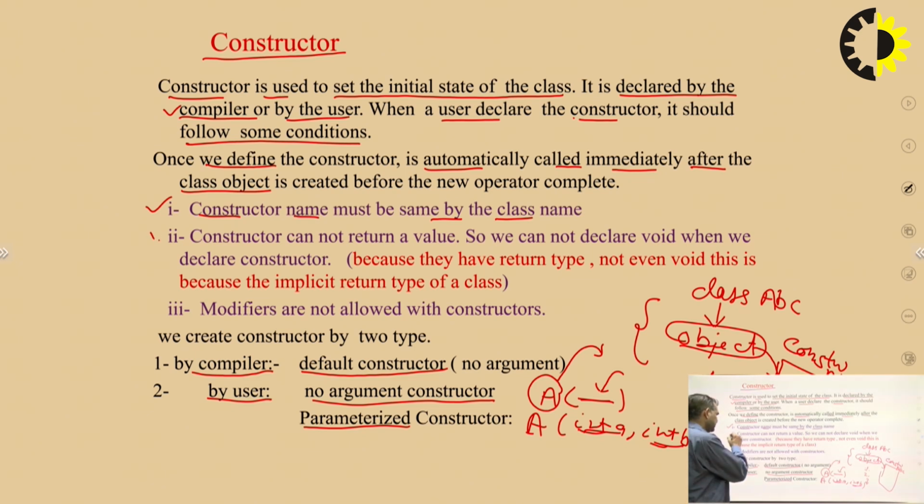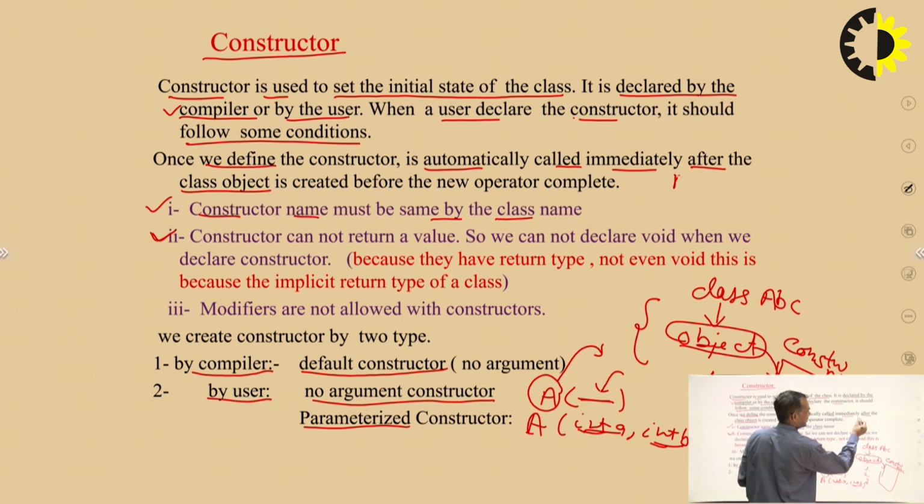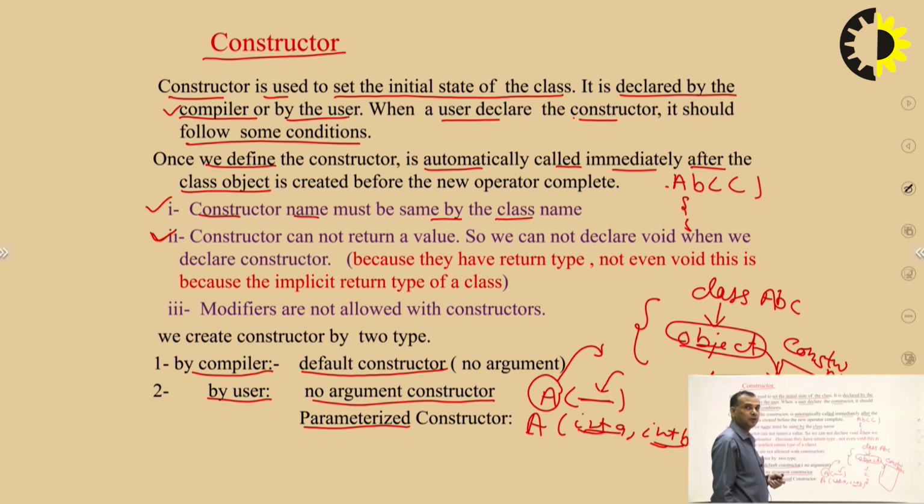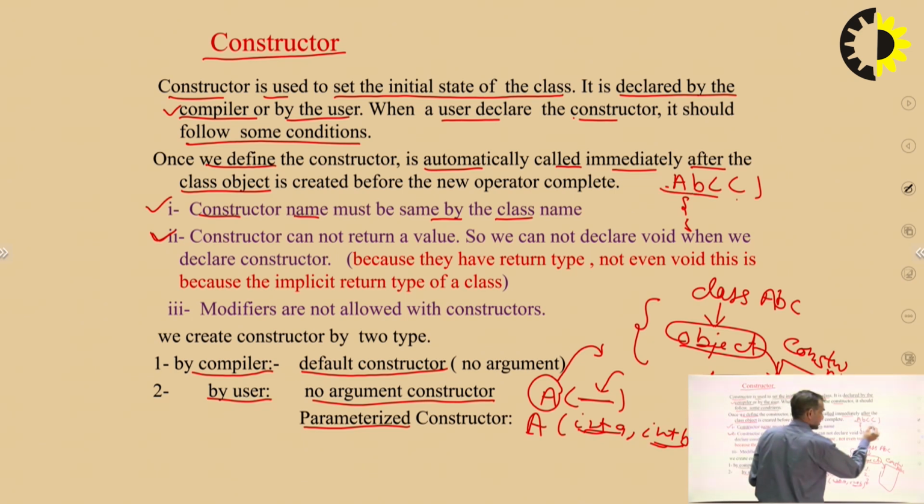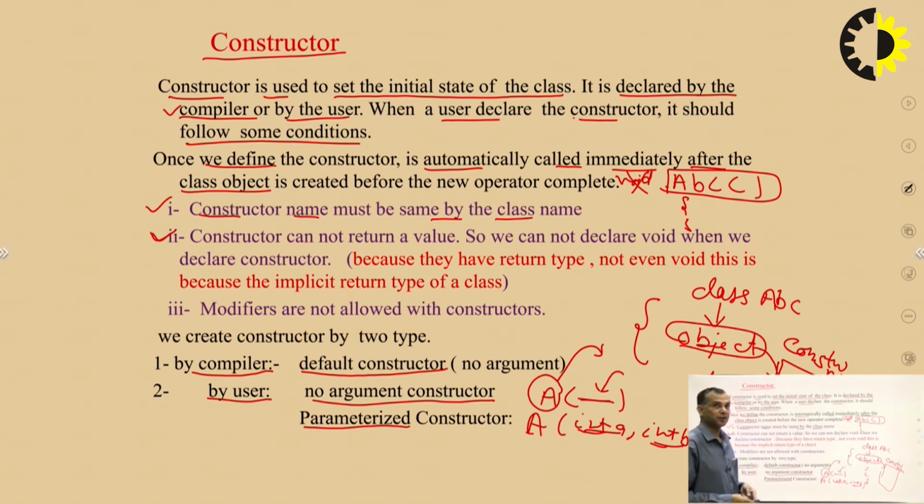Second one, constructor cannot return a value. मीन्स कि जब हम कंस्ट्रक्टर की बात करते हैं, इस क्लास के अंदर अगर मैंने ABC नाम का एक कंस्ट्रक्टर डिक्लेयर किया हुआ है, constructor cannot return a value. तो इसका मतलब है कि this function cannot return the value, तो we cannot declare void in front of the कंस्ट्रक्टर, क्योंकि कंस्ट्रक्टर वैल्यू को रिटर्न नहीं करता है.